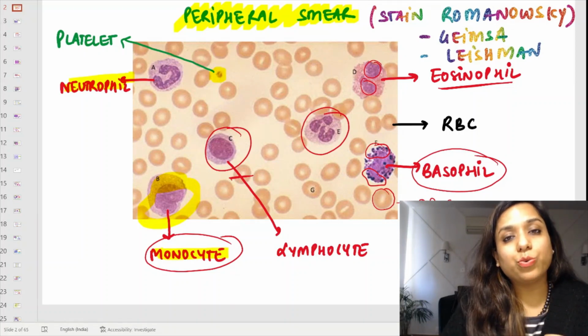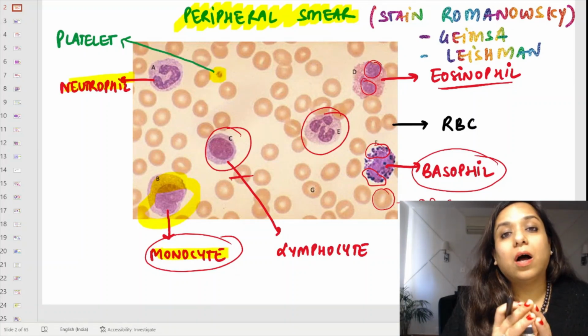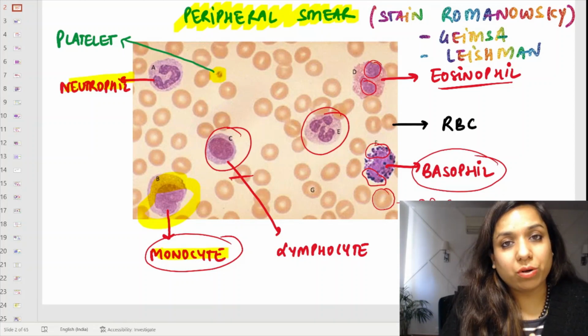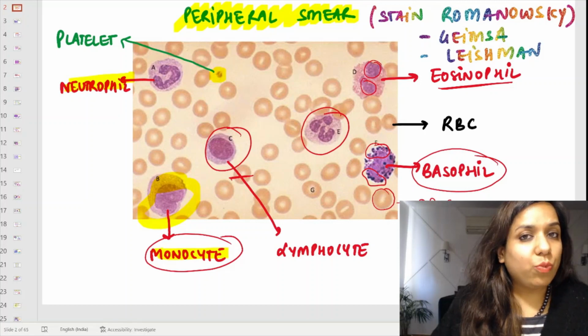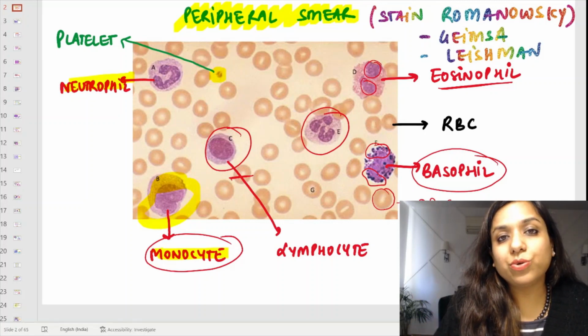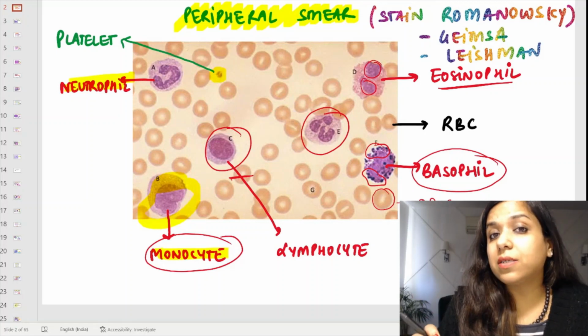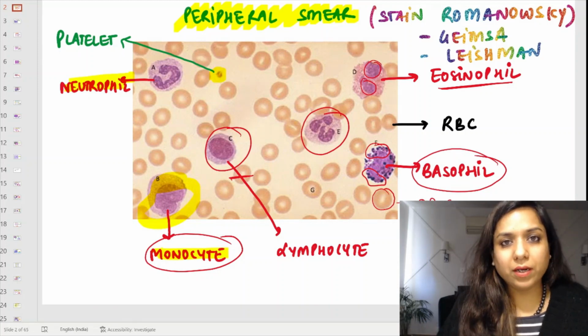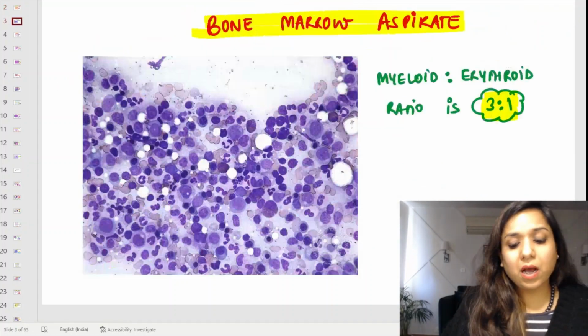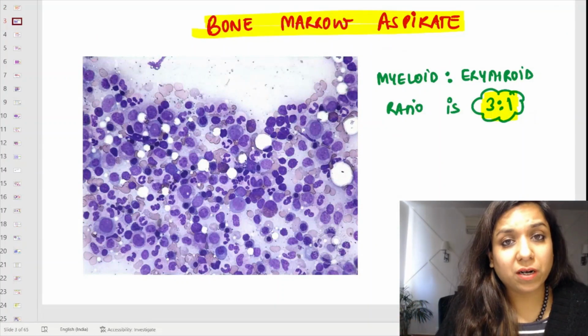So in the MCQ exam, you can get a question like, a patient has got an allergic disorder, which of the following blood cell increases? So the examiner wants to ask you, which is the kind of cell which increases in allergic disorder? The answer is eosinophil. You have to identify an eosinophil. Agreed? Got it? Now let us see how a normal bone marrow aspirate looks like.